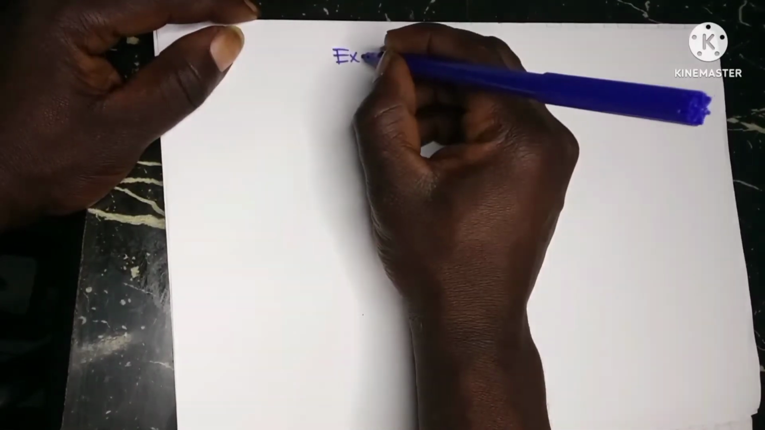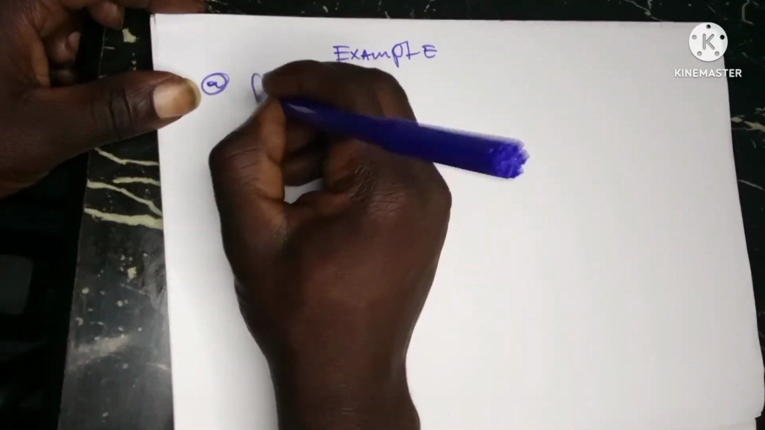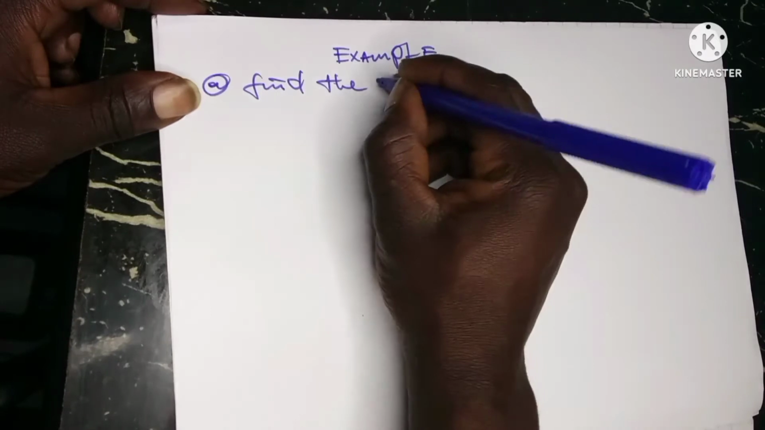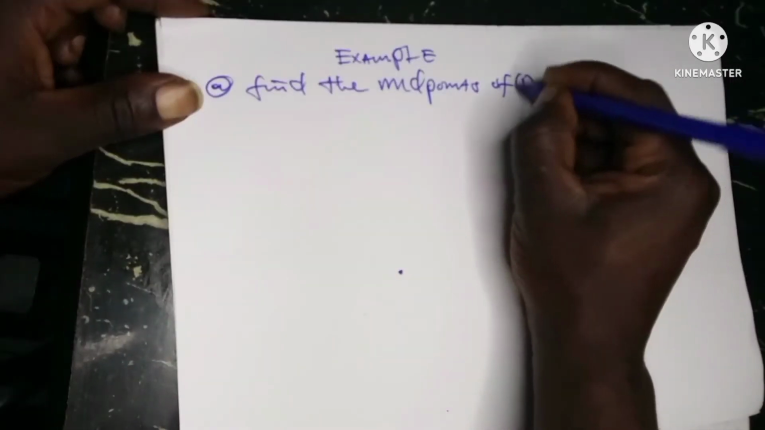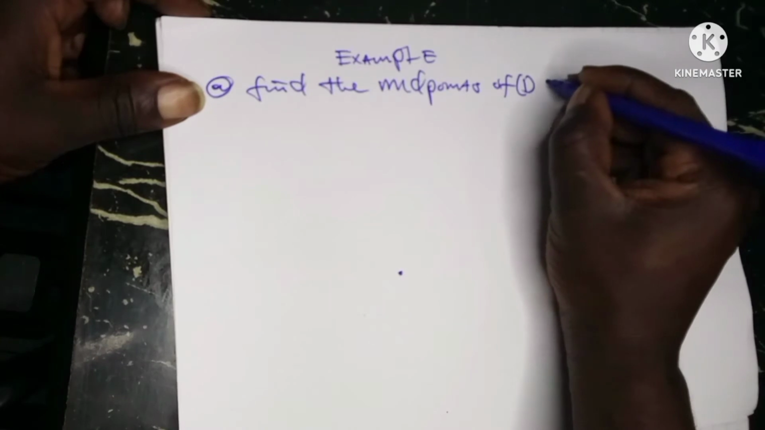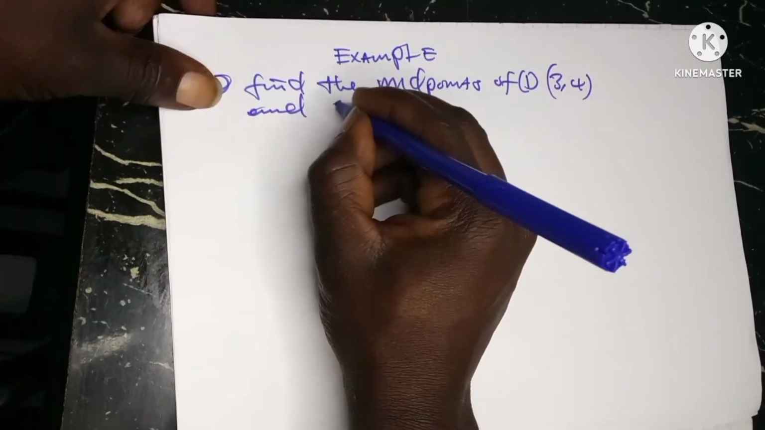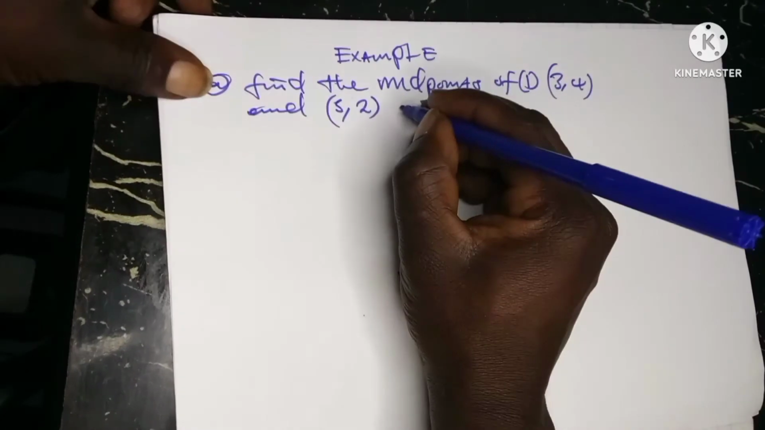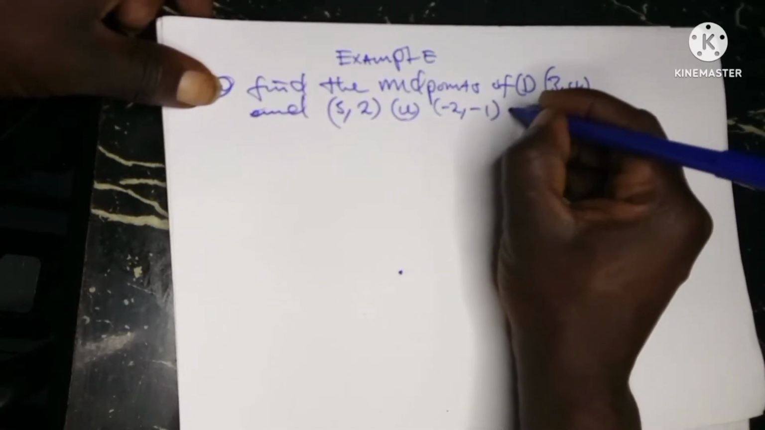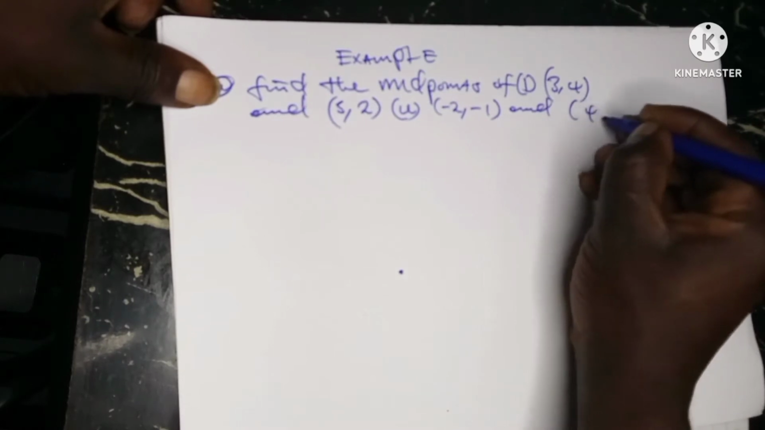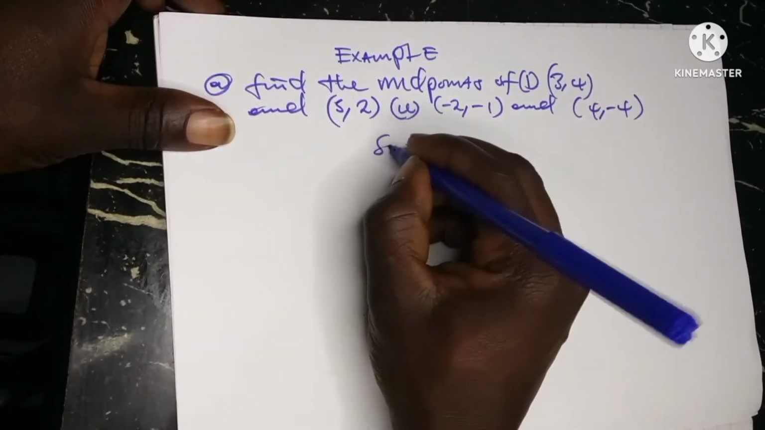Example. They are saying for A, find the midpoint of (3, 4) and (5, 2), and for number 2 we have (-2, -1) and (4, -4). So let's try to find the solution.